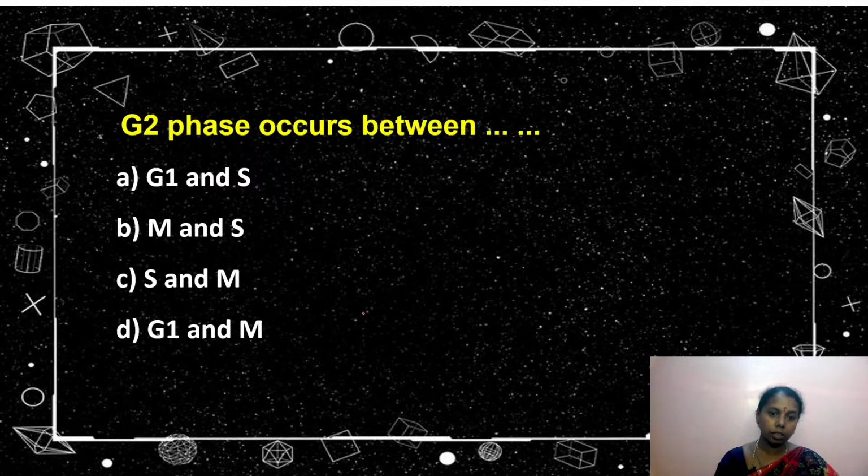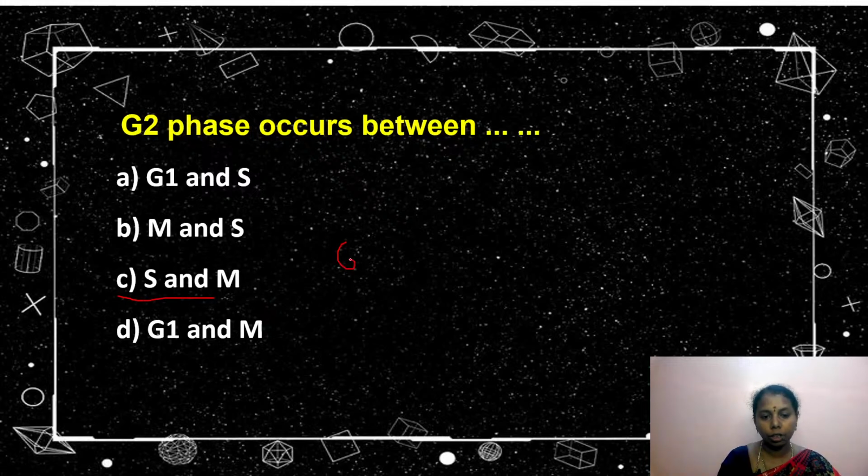G2 phase occurs between dash and dash. So again you have to remember the diagram or picture of the cell cycle and answer me where exactly the G2 phase happens. It happens between. Yes, it happens between S and M, an excellent answer.